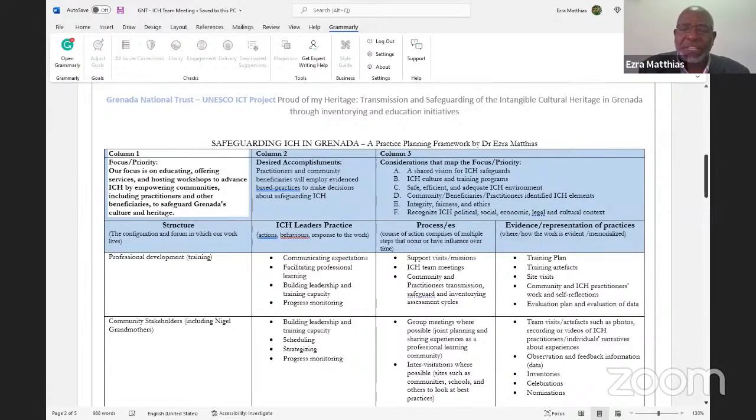Then what are some of the processes? The processes are group meetings where possible, they're planning meetings, sharing experiences, and so on. Intervisitations, we had conversations about cross-border work yesterday. We talked about intervisitations, community visiting community, teachers visiting different schools, and so on.